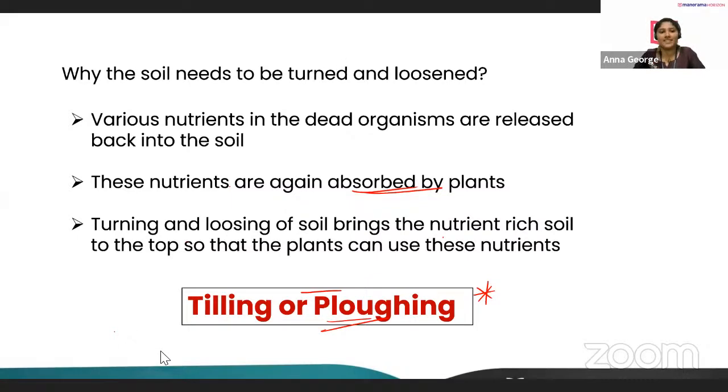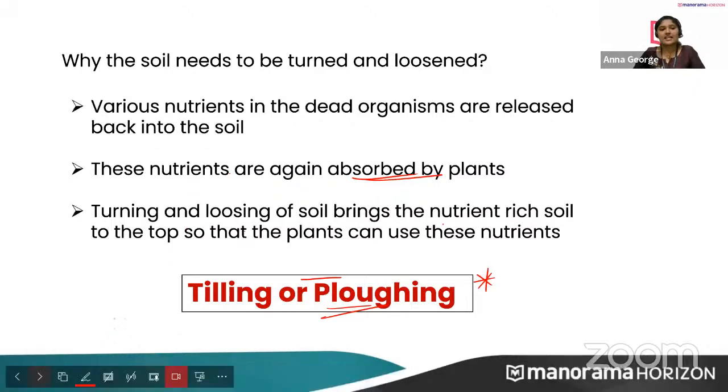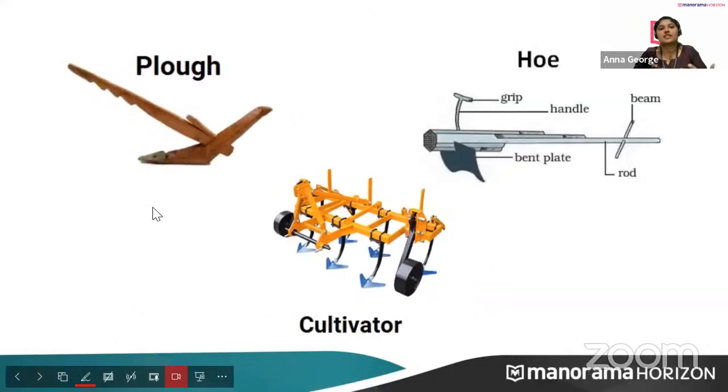Yes, from the word itself, it's clear. Plow. Some other example. Hoe. Yes, very good. Some more examples. Now, like the modern technology uses, yes, very good. Cultivator, tractor-driven cultivator. So these are some tools used for tilling or ploughing: plow, hoe and cultivator.